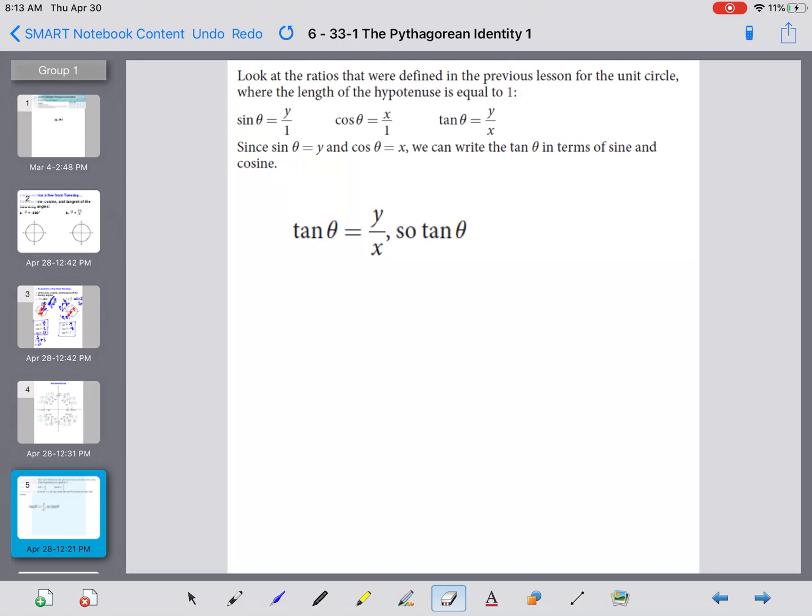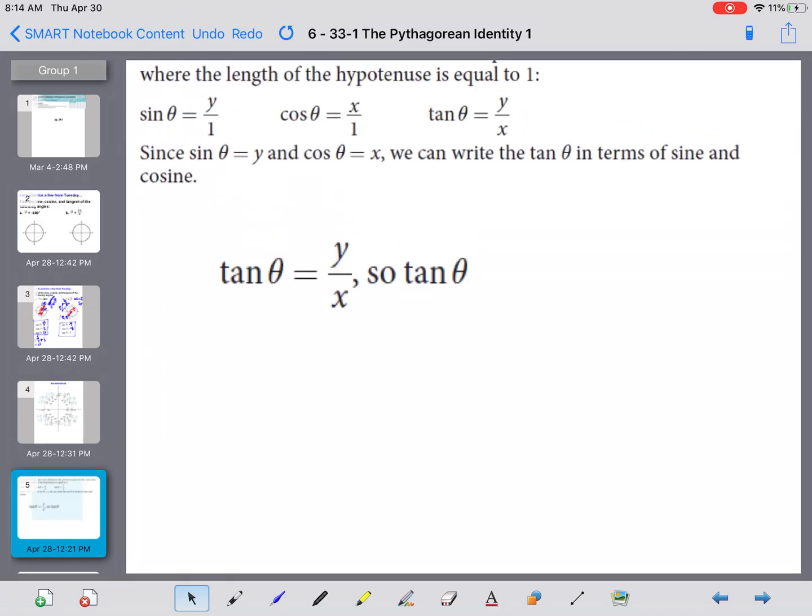Okay. So today, not as long of a lesson as Tuesday, but we're on page 501, like I said, and we're looking at the ratios again. Remember we said sine, when we're on the unit circle, the sine ratio is y over 1. That's just because the radius of the unit circle is 1. The cosine is x over 1. And the tangent is y over x, okay?